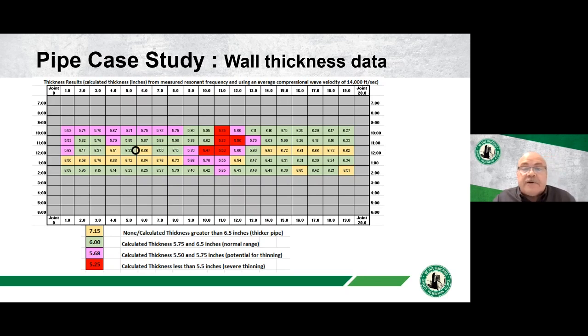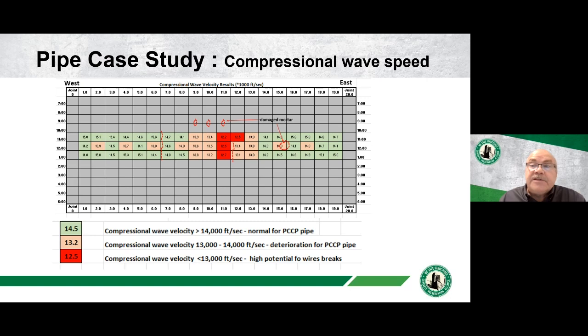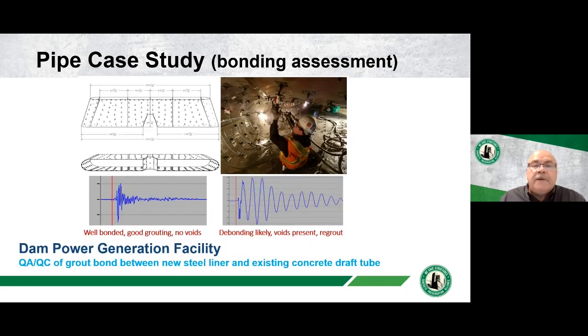Wall thickness, that's a measurement of that thickness frequency that I talked about, and we can identify where the original thickness was supposed to be around 6 inches. We get down to 5.5 inches, 5.25 inches, and we can use a legend to identify a color code, if you will, where some of the weak sections are. Same with velocity. Compressional wave velocity helps us identify where there are deteriorated sections of pipe, what's normal, what's got minor deterioration, and what has severe deterioration where maybe some of the wires have broken.